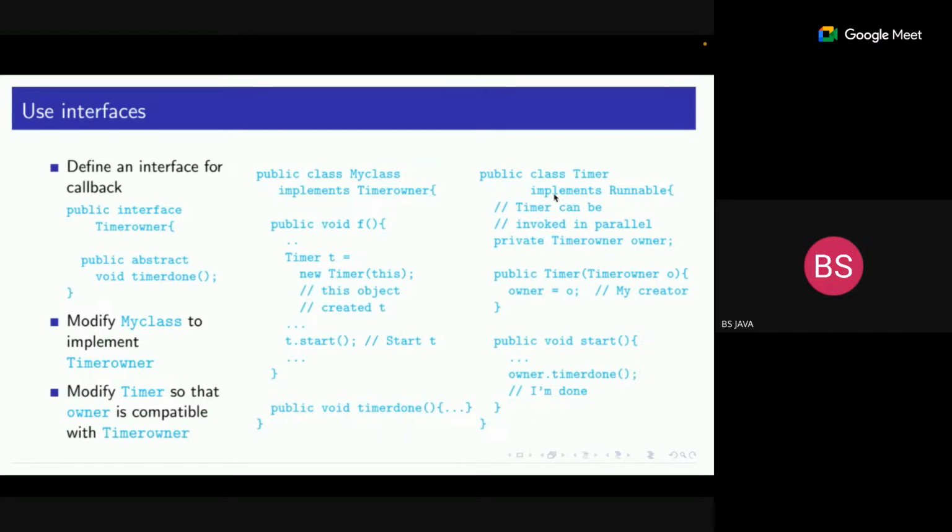Now in class Timer, the change we have to make is that the type of owner can be changed to TimerOwner. And when we call the timerDone method, we don't have to do anything, just call it, because MyClass is implementing TimerOwner, and this timerDone method is coming from the TimerOwner interface. Are you getting it?